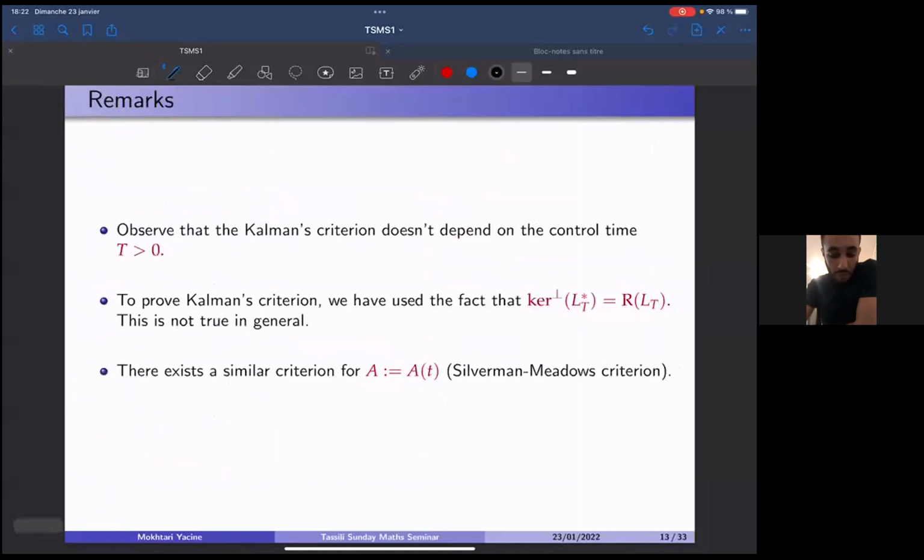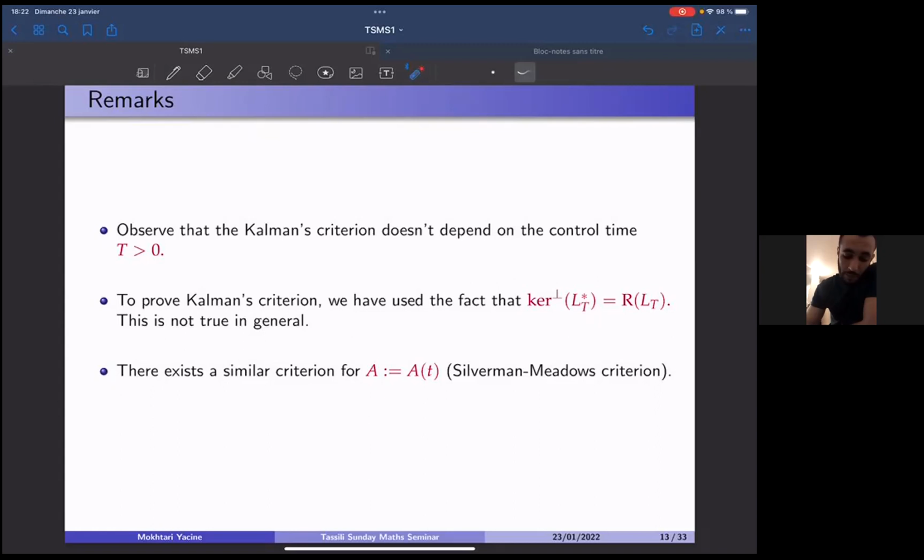Okay, so I will conclude this first part with some remarks. The Kalman criterion doesn't depend on the control time. So for finite dimensional systems, I can always prove that the Kalman condition is a sufficient condition at any time, and I can steer the initial state to the target state at any time. You can choose any target state and any initial state. I can control our system as long as the Kalman condition is satisfied.